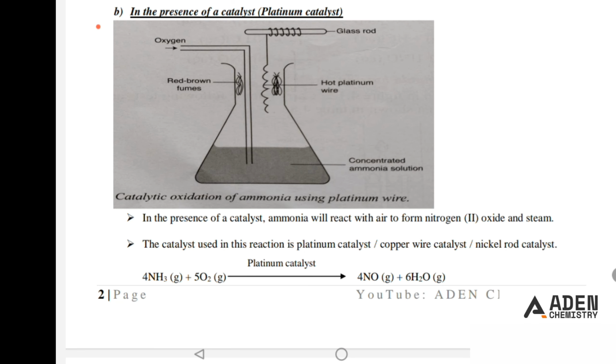So part B, we are having in the presence of a catalyst, and in bracket the catalyst that we are going to use is platinum catalyst. So we are going to use this setup. Here we are having concentrated ammonia solution. It generates ammonia gas, and here we are having oxygen gas, and when they react we are going to see red-brown fumes as one of our observations.